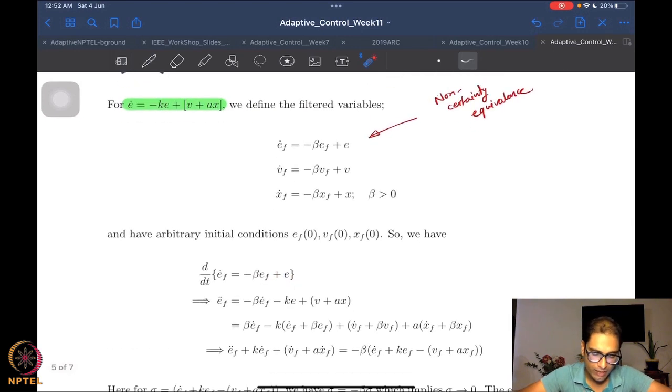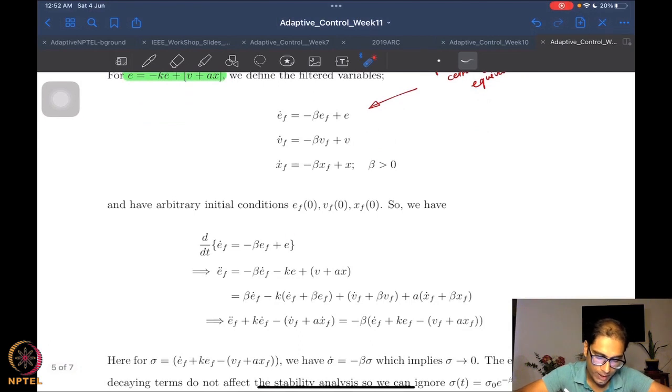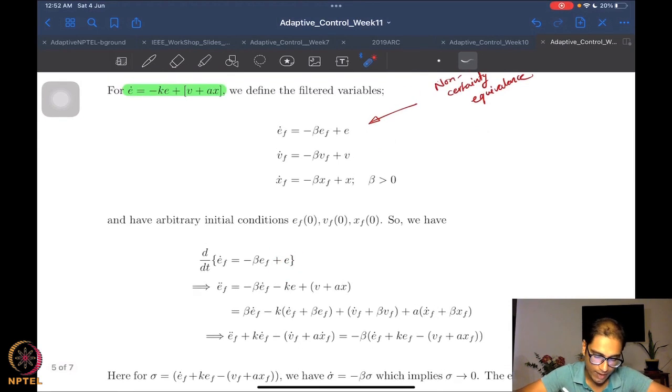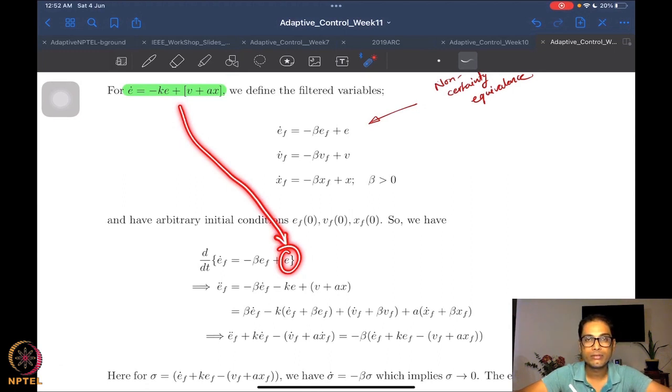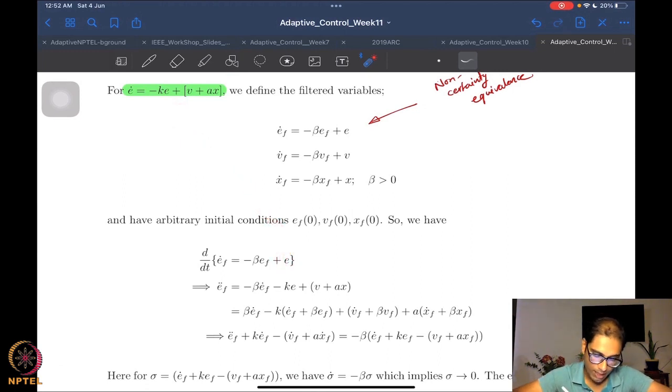Why did I take the derivative of this term only? Because it brings in the E dot. Right? And once I have the E dot, I can substitute from here. Right? And that's what is happening. This is essentially that. EF double dot is minus beta EF dot plus E dot. So the entire thing is plus E dot. Okay? Great.